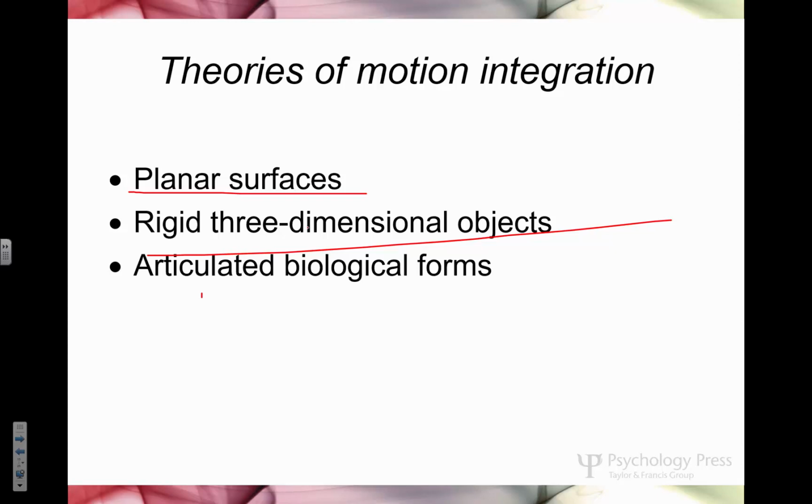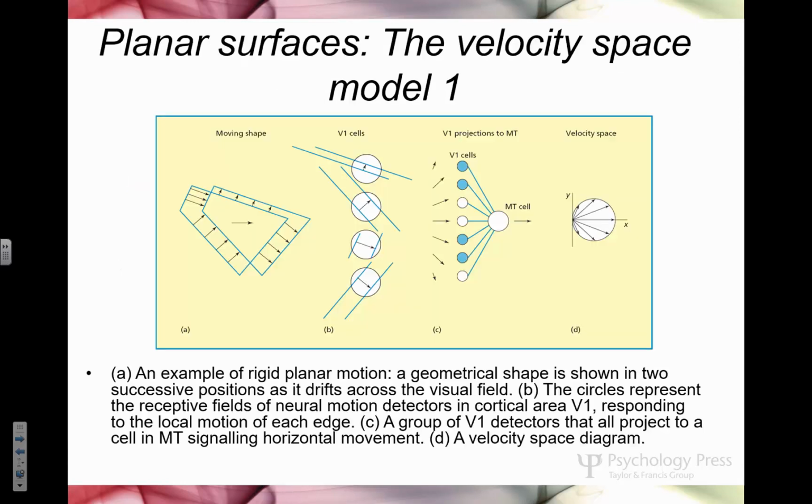Gotcha. The other thing is what we call articulated biological forms. How many of you have ever seen a biological form move? Yeah, everybody has, right? But there are predictable ways in which that biological form can move.